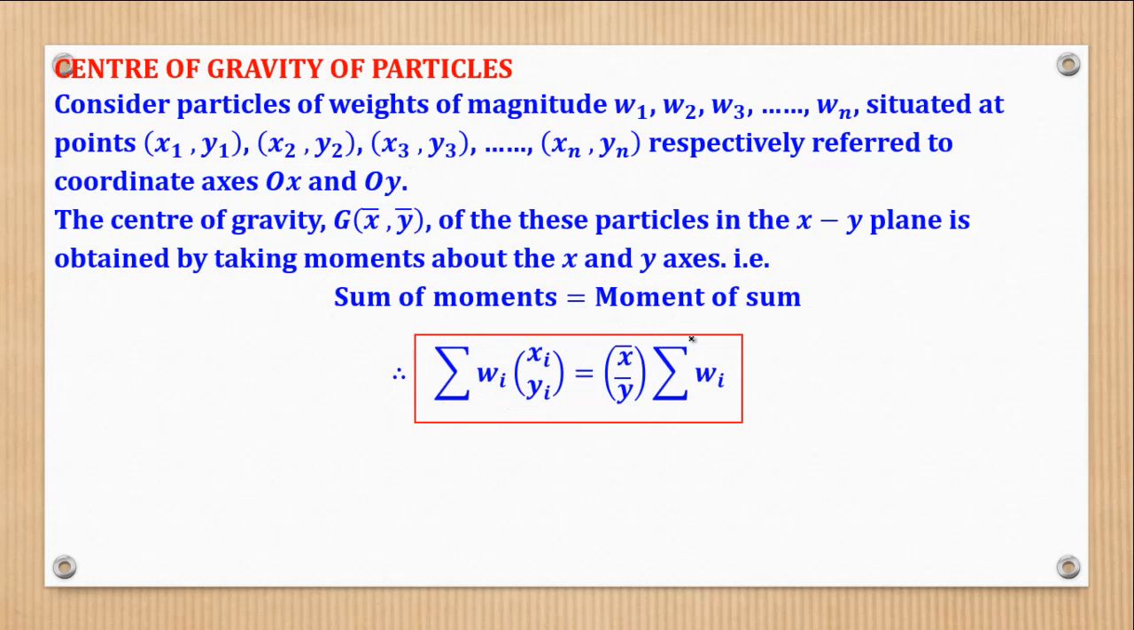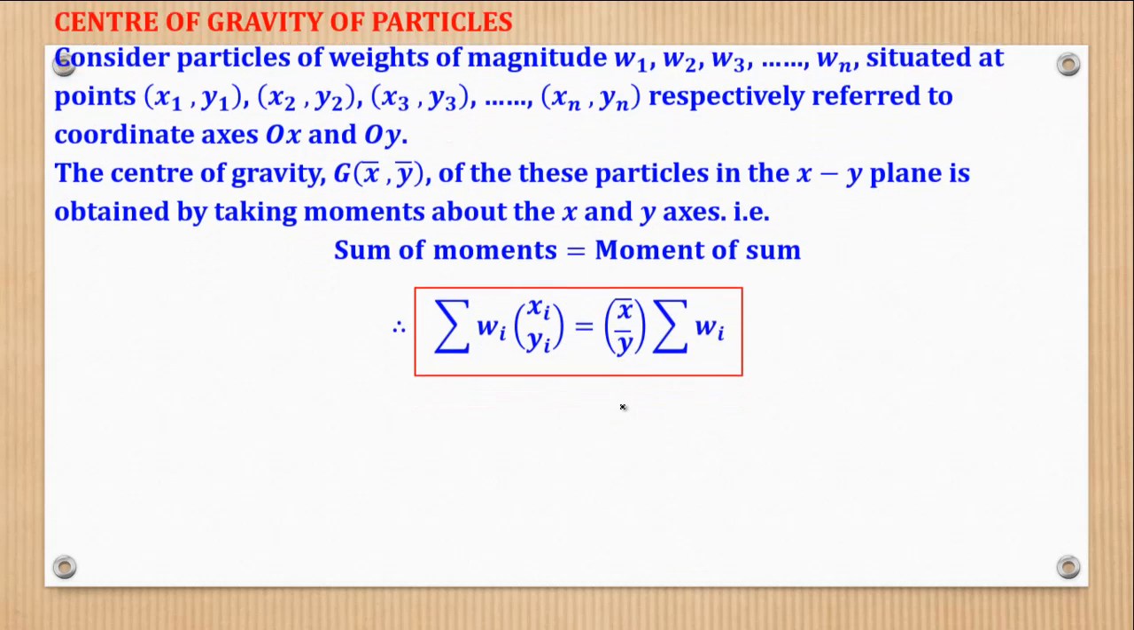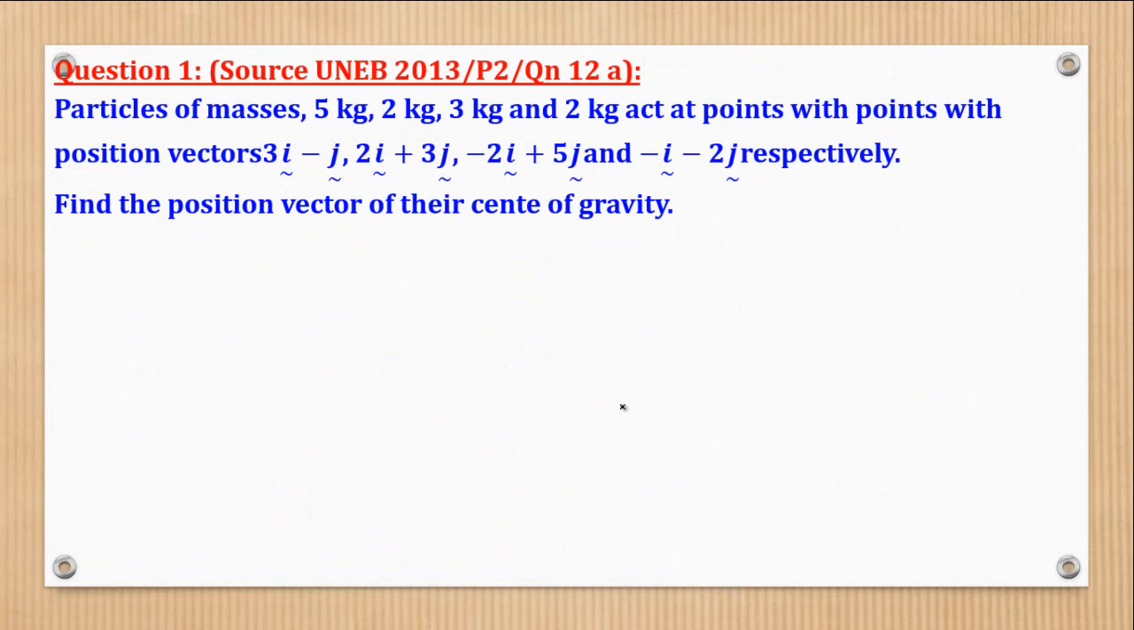Then moment of sum means you sum up all these weights, which is here, and multiply by the position vector of the overall center of gravity. So let's see how to use that formula we have quoted.